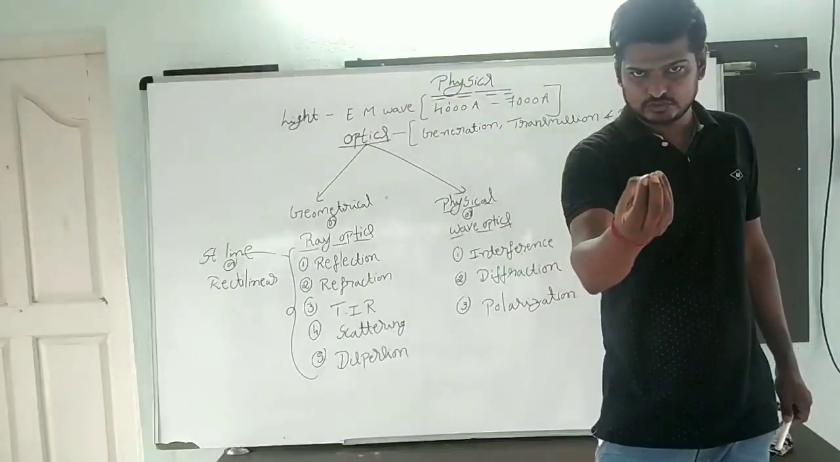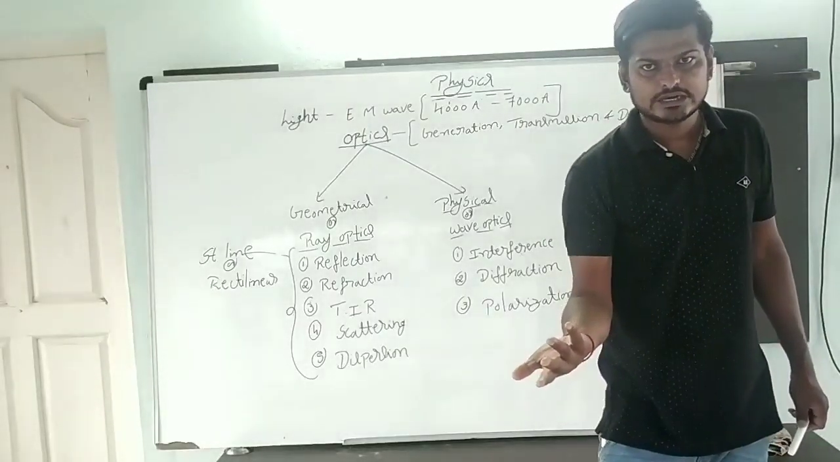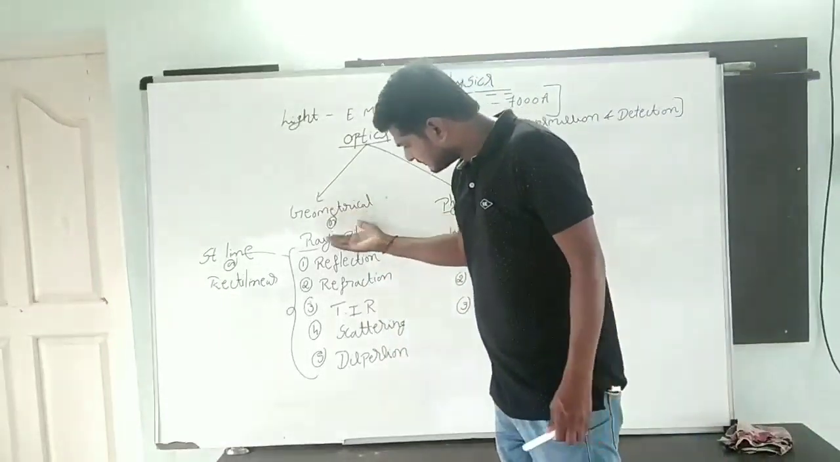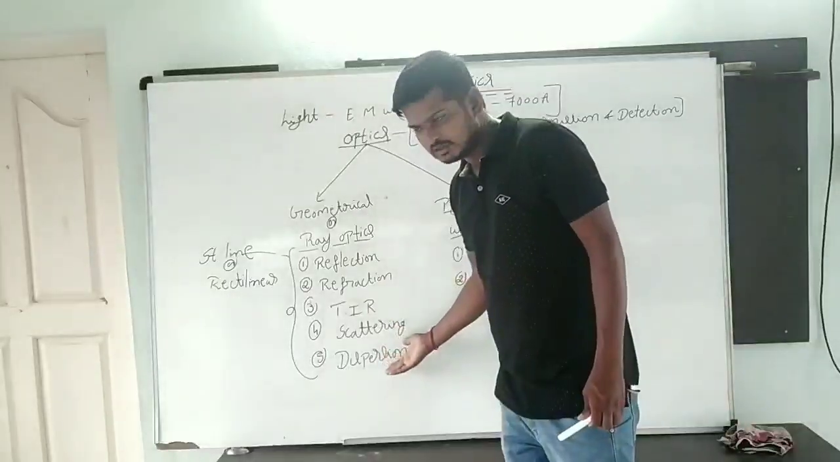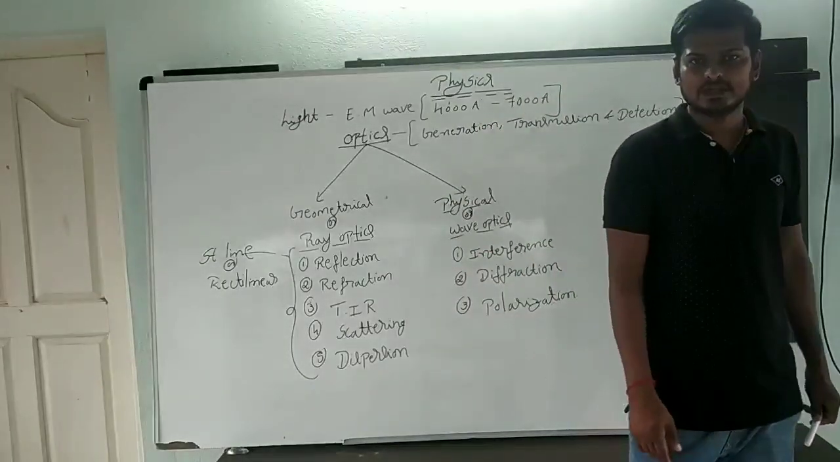I am going to take a stone. That stone I am going to throw. What path is it going to follow? It follows a straight line. No? These are all going to explain what? Straight line propagation of light, or rectilinear propagation of light. That we are going to call geometrical optics or ray optics.